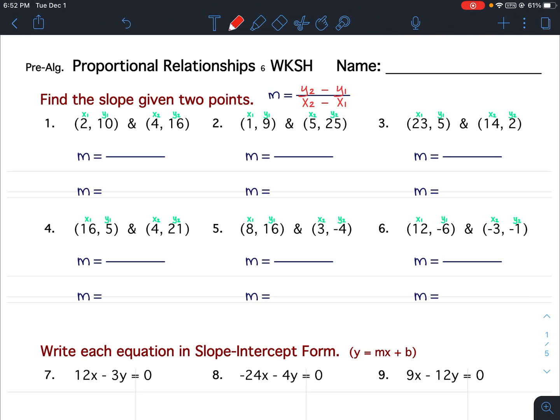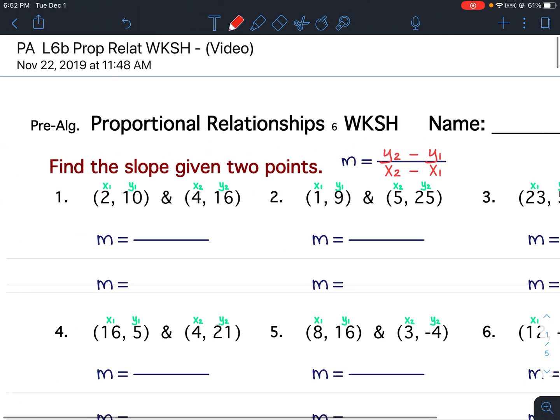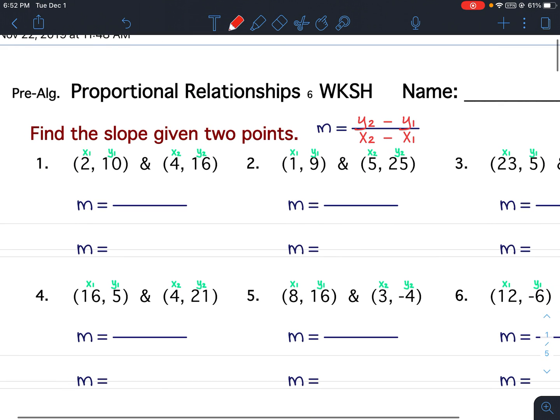For 1 through 6, you're finding the slope. To find the slope, you're going to use the formula y2 minus y1 over x2 minus x1. I went ahead and labeled each point x1, y1, x2, y2. I just labeled the first point the 1s and the second point the 2s. You could do it the other way, but that's just how I labeled it. Okay, so I'm going to start with question number 2.